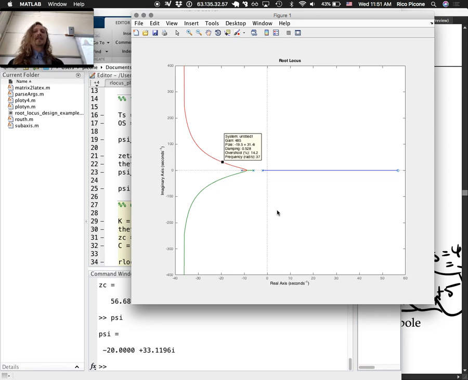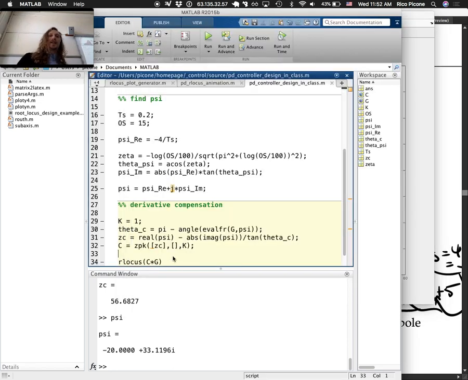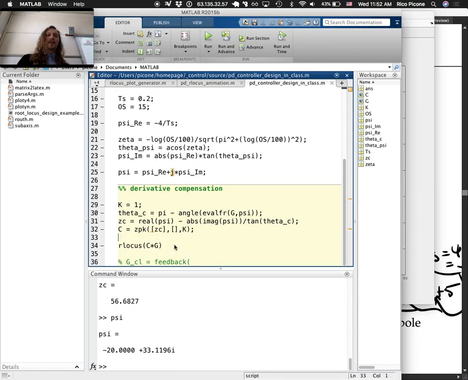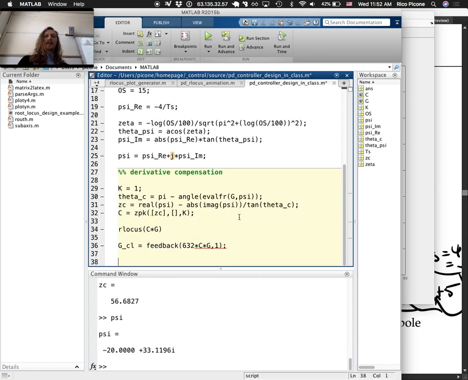So we choose our gain to be, let's call it 632. That's close. We could get a little more precise, but we can say that our gain is 632. So let's do our closed loop as 632 times C times G with unity feedback, and then let's do step of G closed loop.